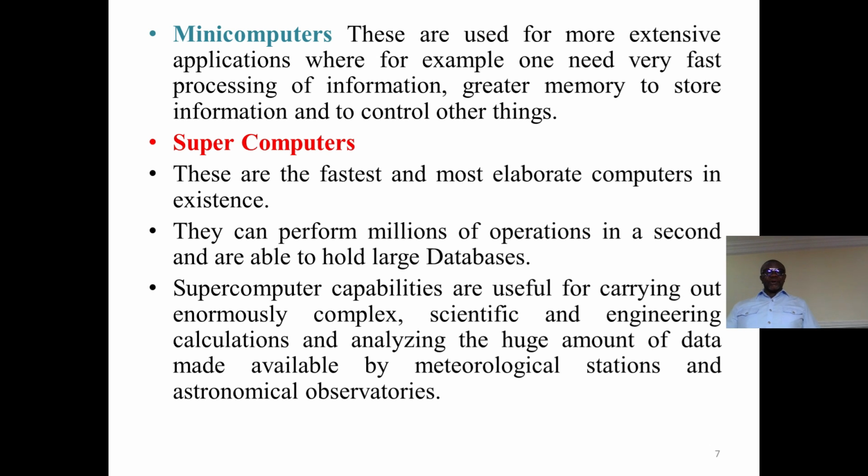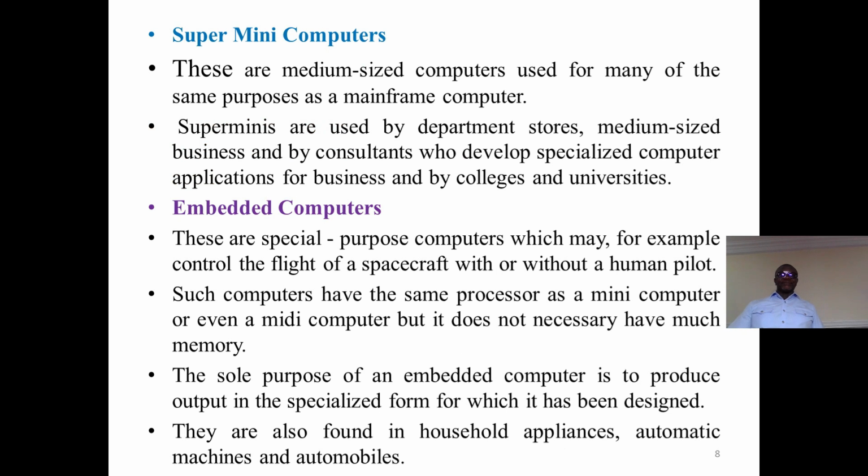We have the category called the supercomputers, and these supercomputers are the fastest and most elaborate computers in existence. They can perform millions of operations in a second and are able to hold larger databases. Supercomputer capabilities are useful for carrying out enormous, complex scientific and engineering calculations and analyzing the huge amount of data made available by meteorological stations and astronomical observatories.